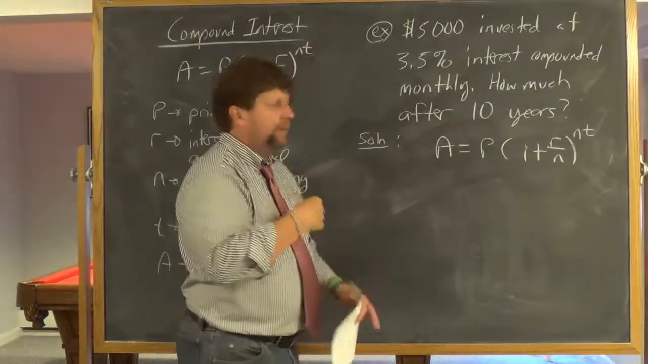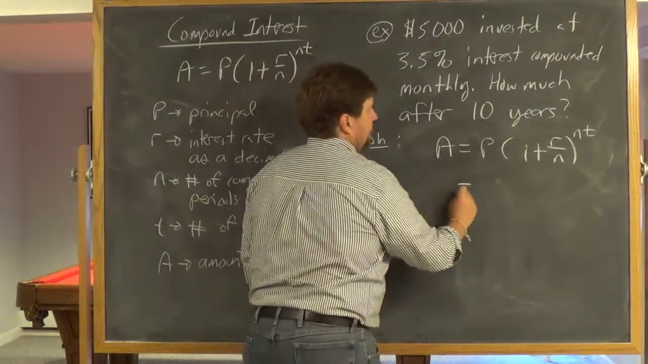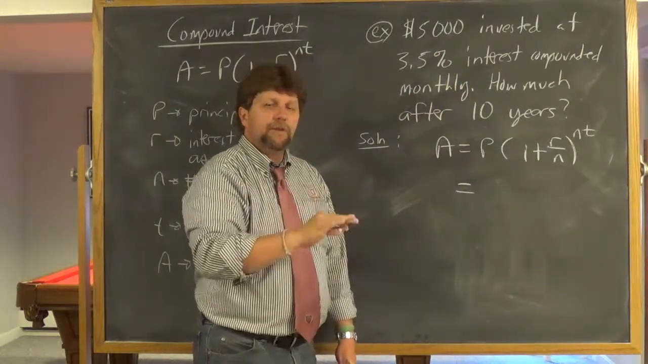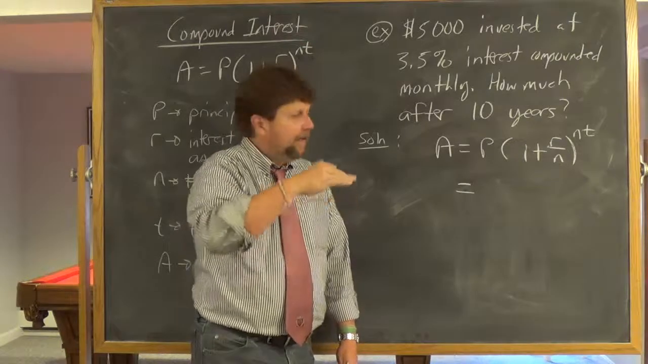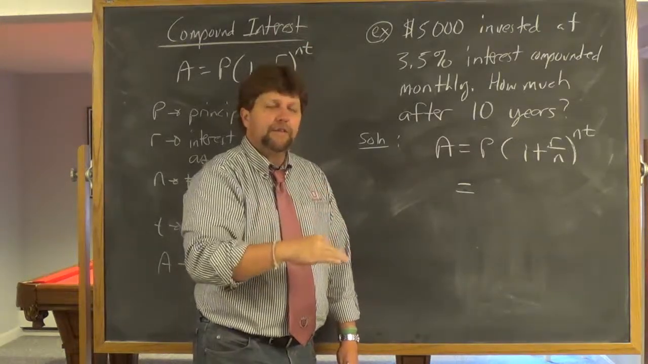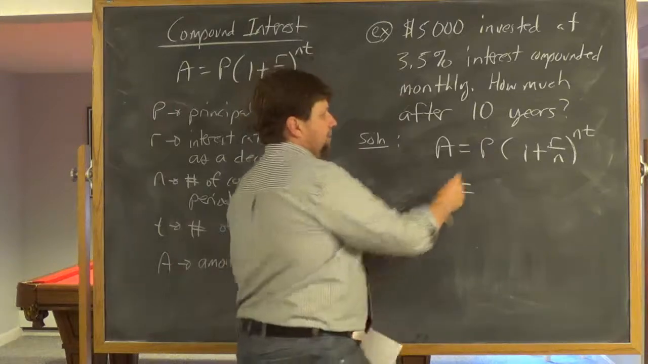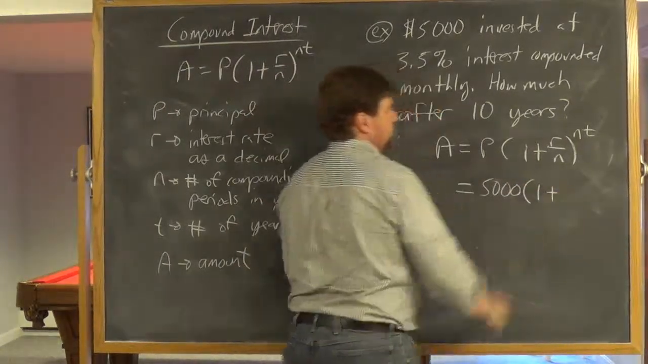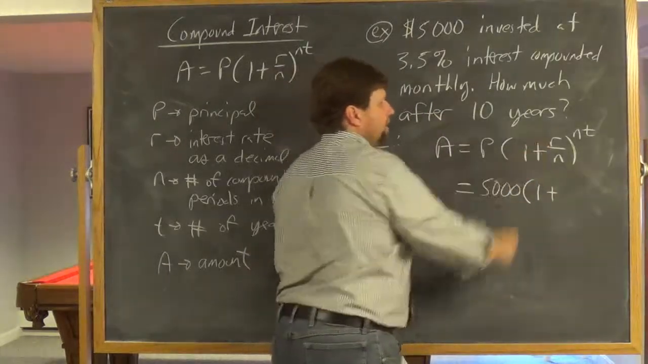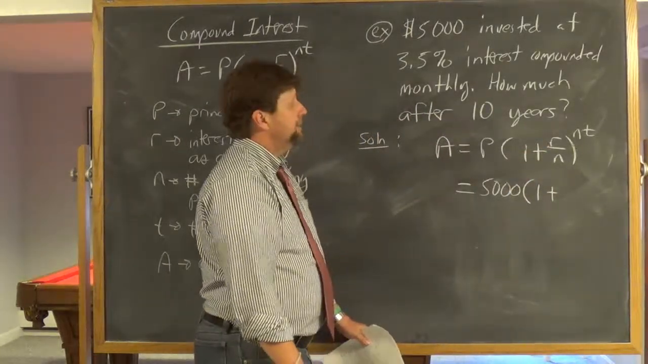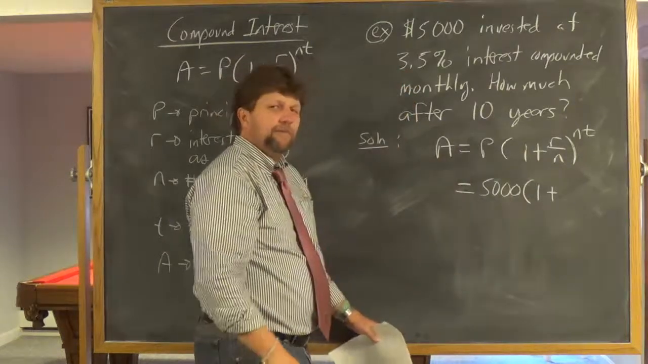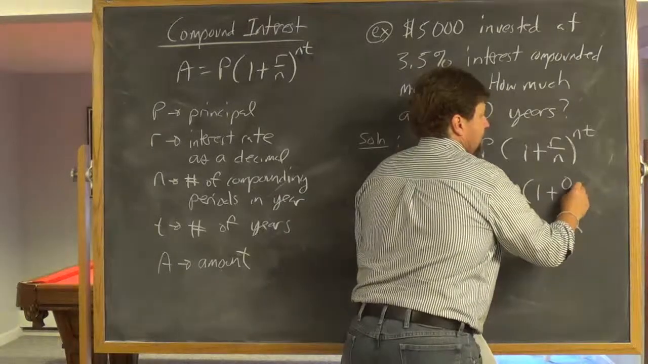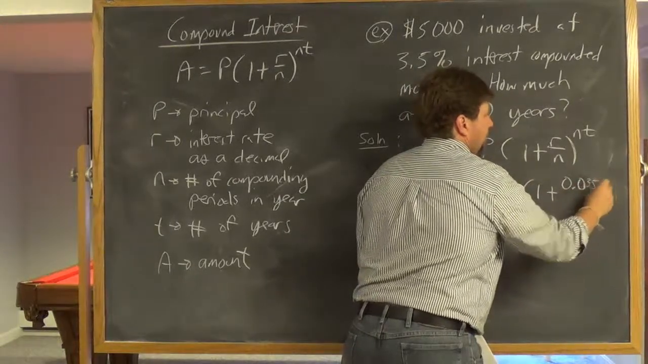And let's substitute in what we know. We know $5,000 is being invested. That's the principal. That's how much is going into the account. So P is 5,000. That's the present value. 1 is 1, plus sign's a plus sign. R is the interest rate written as a decimal. Well, 3.5% as a decimal is 0.035.